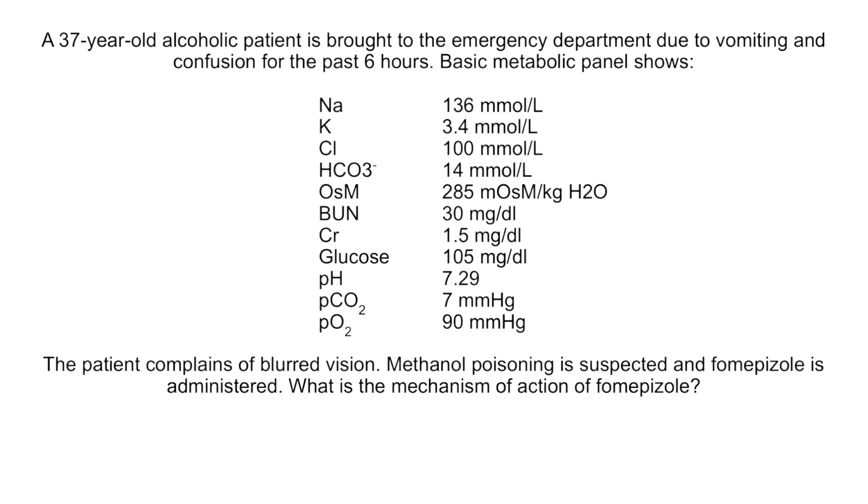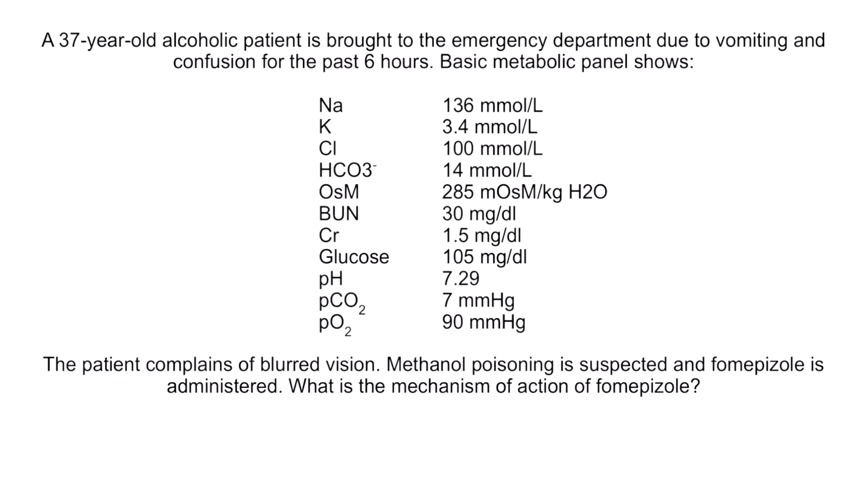A 37-year-old alcoholic patient is brought to the emergency department due to vomiting and confusion for the past 6 hours. Basic metabolic panel shows sodium of 136, potassium of 3.4, chlorine of 100, bicarbonate of 14, OSM of 285, BUN of 30, creatinine of 1.5, glucose 105, pH 7.29, partial pressure of CO2 of 7, and partial pressure of O2 is 90. The patient complains of blurred vision. Methanol poisoning is suspected and fomepizole is administered. What is the mechanism of action of fomepizole?